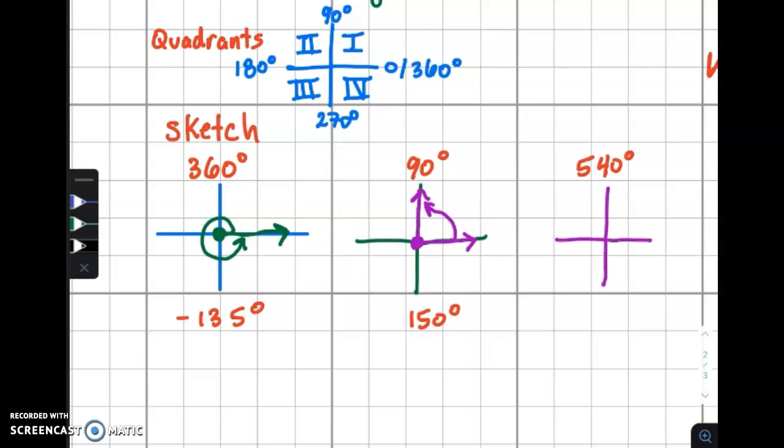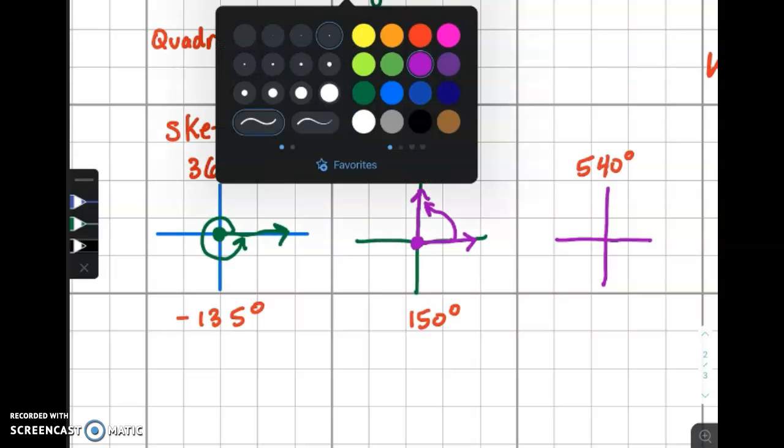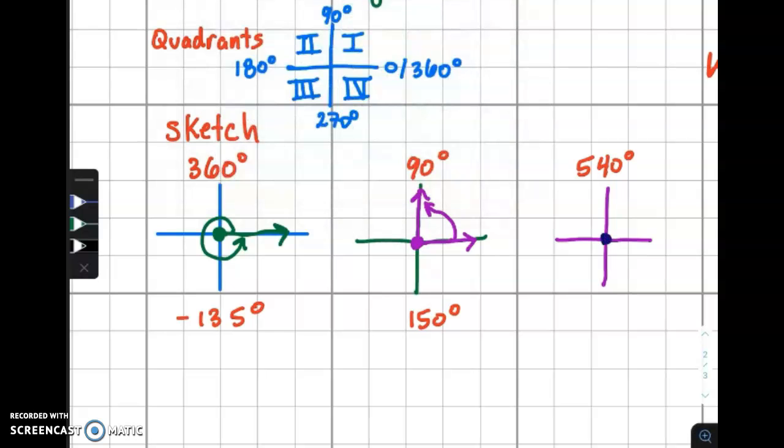540 degrees is more than one time around the circle. So you're going to think about, first put initial side and vertex, and then you're going to go around 360 degrees, and then you're going to have to go another 180 degrees to add up to 540. So it's going to look kind of like a spiral. And so then my terminal side is on the negative x-axis.